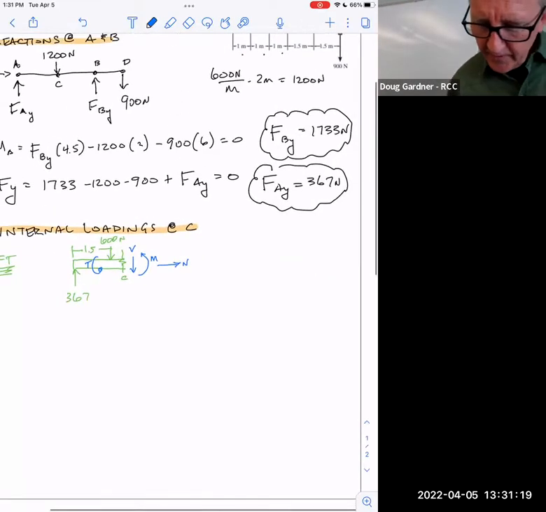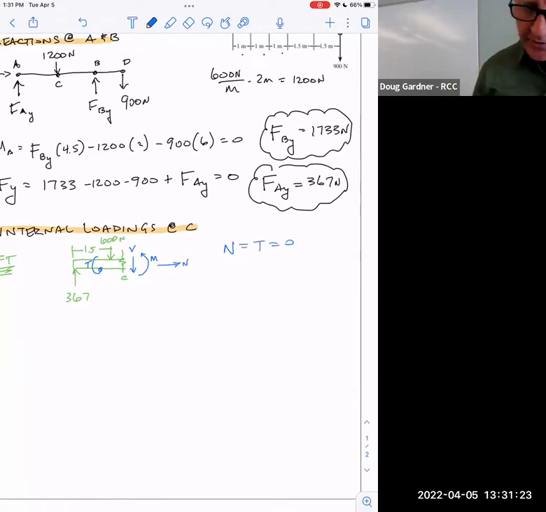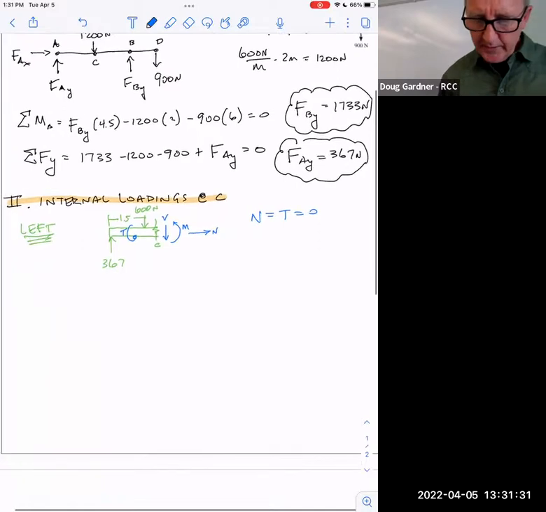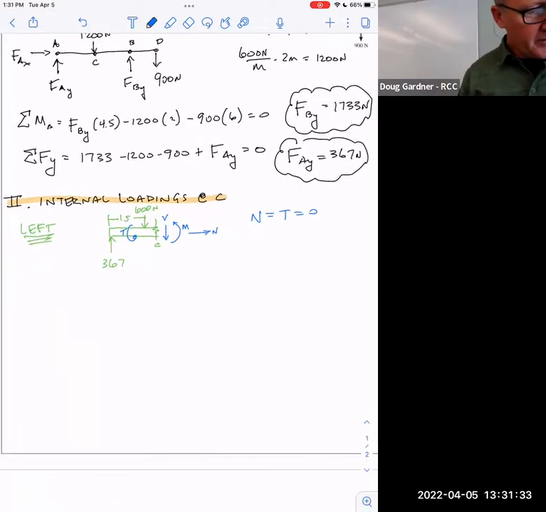So just in the interest of time, I'll say that means normal and torsion are just going to have to be 0, because there's nothing causing them to do anything. And then we're just back to what we've done before. So let's just super quickly do those. Great. The sum of the forces in Y is a good place to start here, since I've got 367 going up and I've got 600 going down.